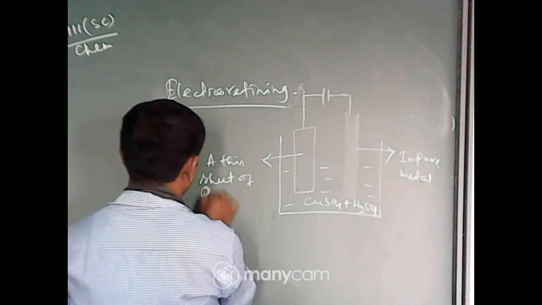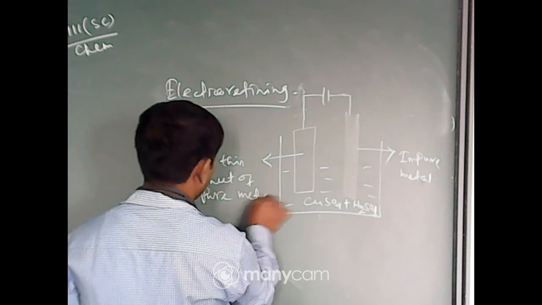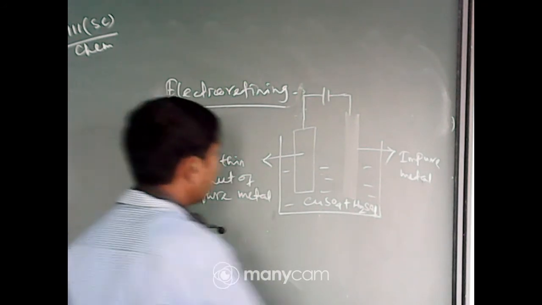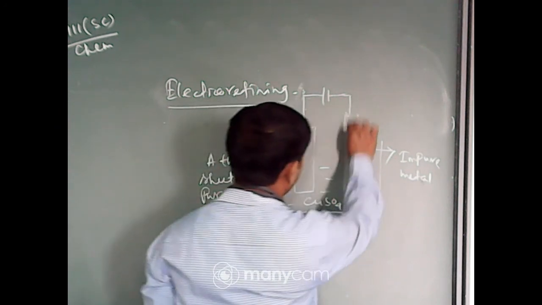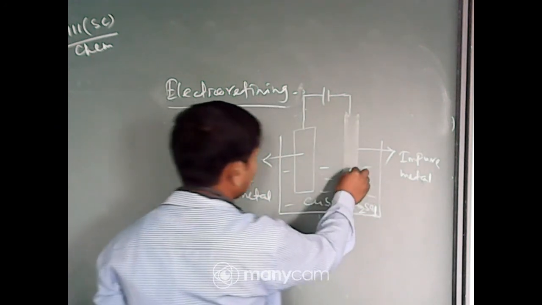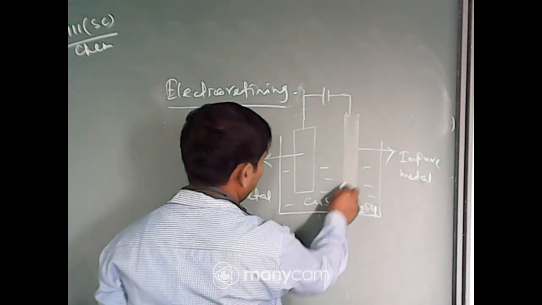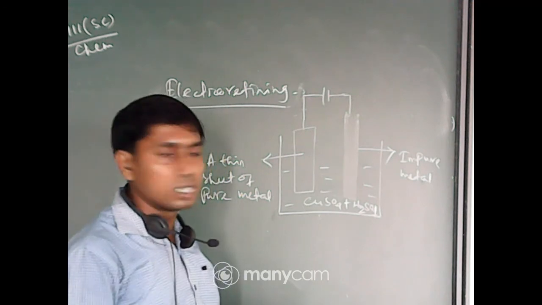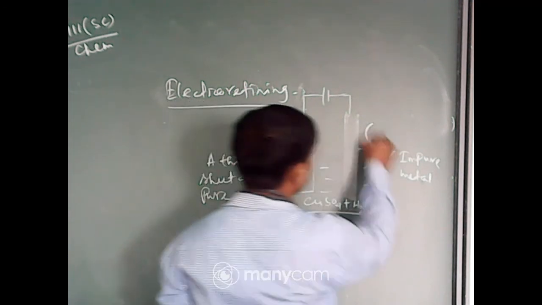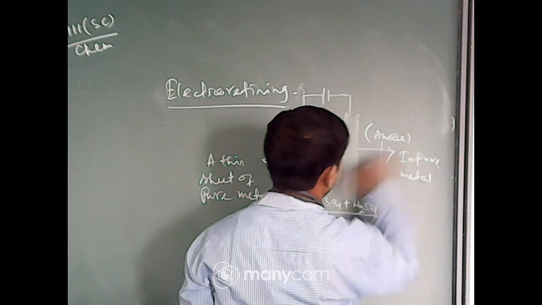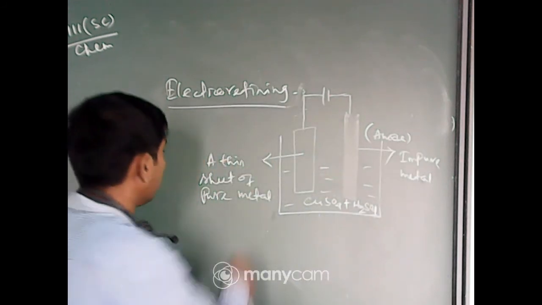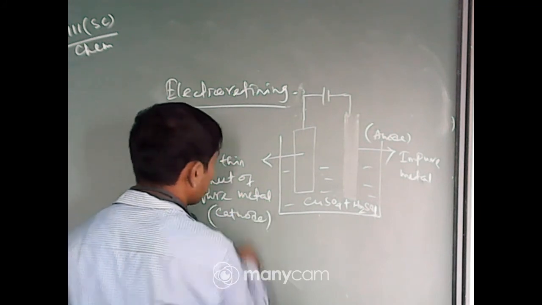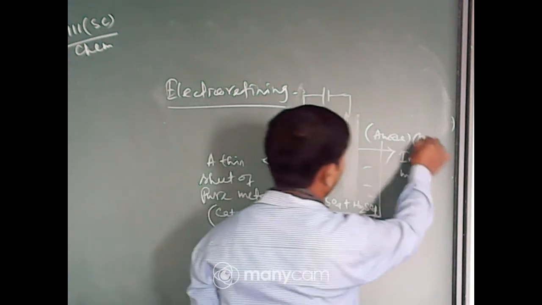of pure metal. This is the impure metal, and this is a bar of the impure metal. From that metal the cations will solvate in the solution, and then go towards the cathode. So here it works as an anode. The impure metal will be taken as an anode, and a thin sheet of pure metal will be taken as a cathode, because we know that in the anode the oxidation occurs.